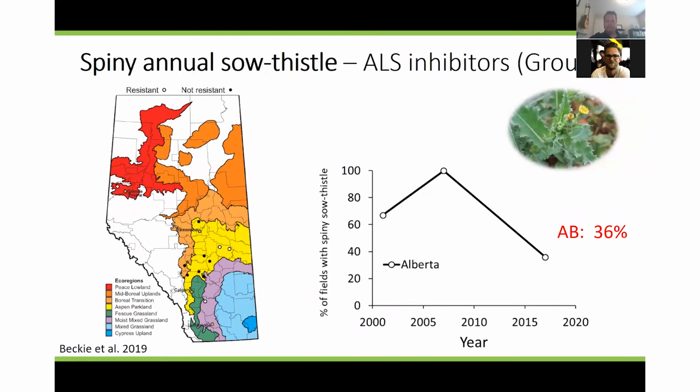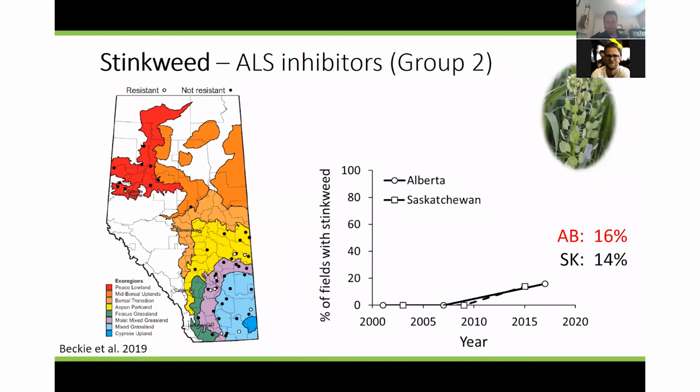Spiny annual sow thistle, we again see this interesting trend where it appears to be decreasing, but I believe that is also due to the number of samples that were collected. However, it does appear to be better. So our control of spiny annual sow thistle does appear to be better than the resistant cases that were popping up in the second round. And stinkweed here, group 2 resistance in stinkweed, more isolated to kind of the southern or south central part of the province.